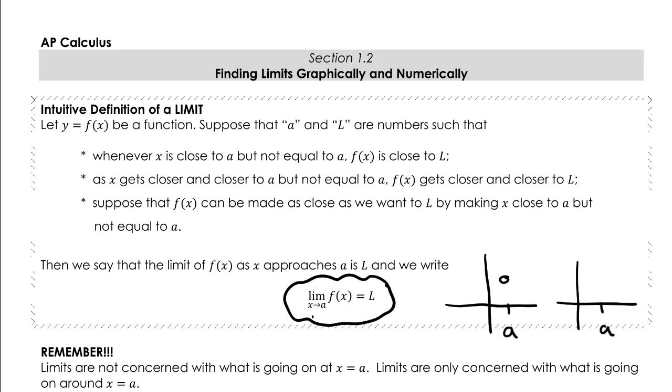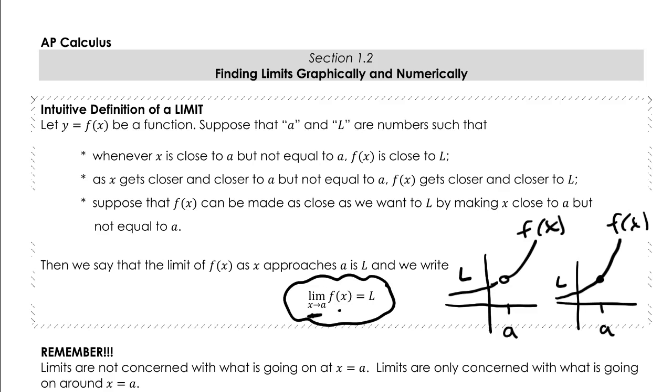So right here at a, we're going to put an open circle, and this is connecting. And then over here at a, we're going to actually have a point that exists. So we're going to call this capital L and this capital L. So what this is saying is as x gets close to a on the function f, let's label this f of x, as x is getting closer to a, the function gets closer to L.